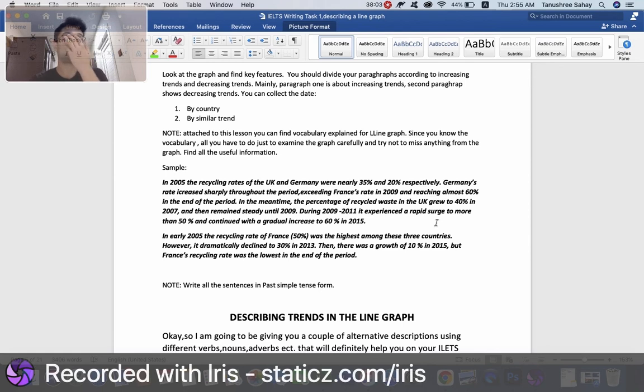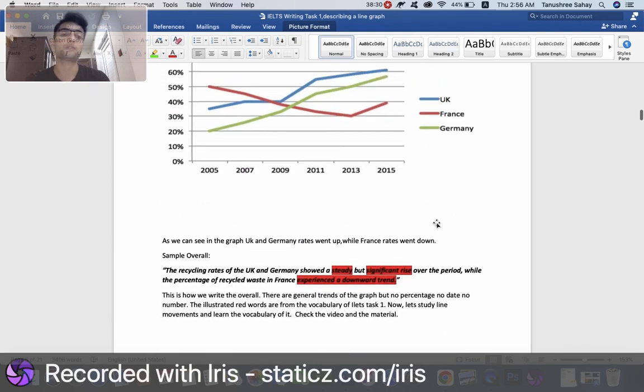One word can have a noun option and, at the same time, a verb option. So in IELTS and academic English, it's better to write a noun phrase instead of a verb phrase. So "experience" is a really nice word to explain the movement of your line. So it experienced a rapid surge to more than 50% and continued with a gradual increase to 60% in 2015.